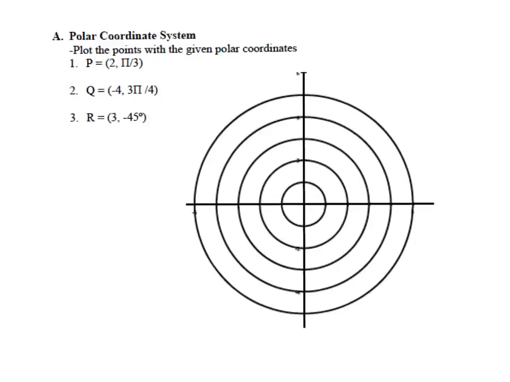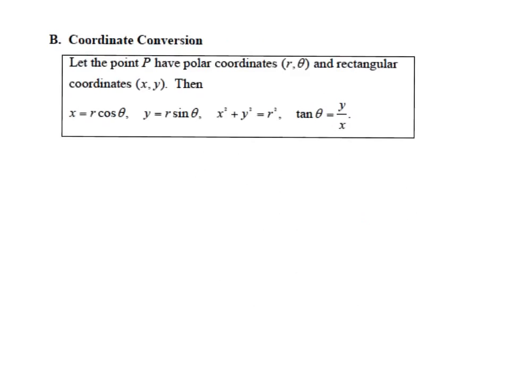And number 3, point R, go a distance of 3 in a direction of -45 degrees. -45 degrees, remember, goes out in this direction. A distance of 3 in that direction gets me right about there. This would be point R. So those are kind of the basics. What we now want to do is figure out how we move back and forth between the rectangular system, which we're more used to, and the polar system.